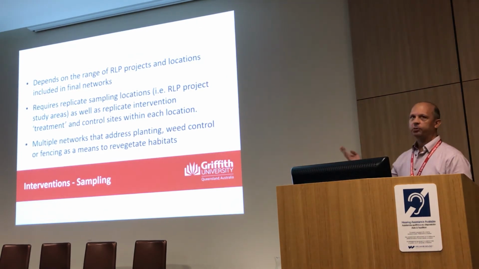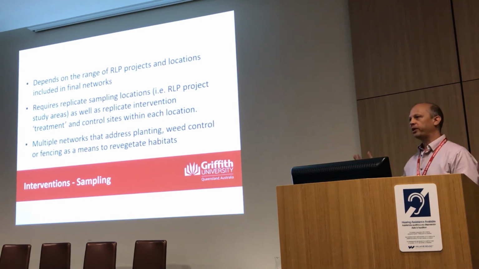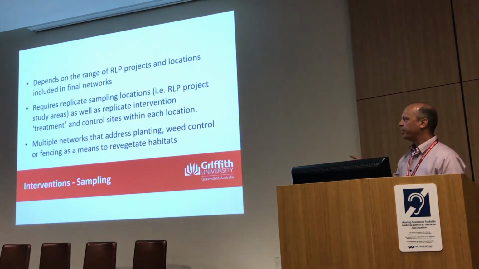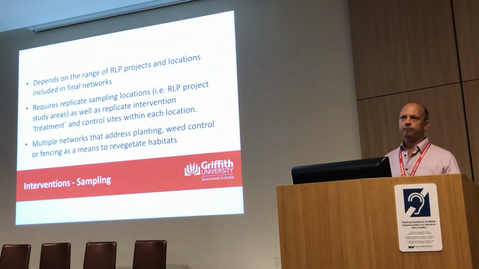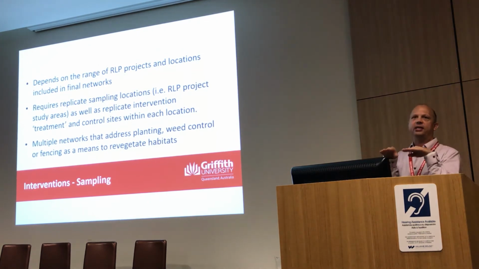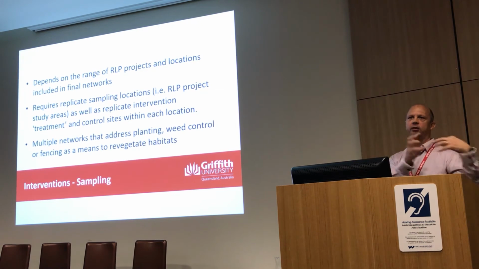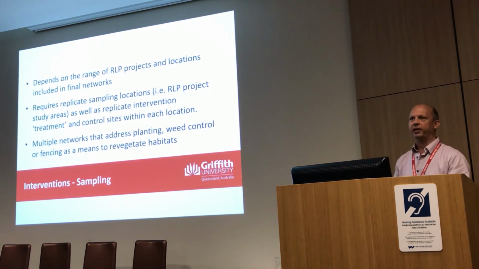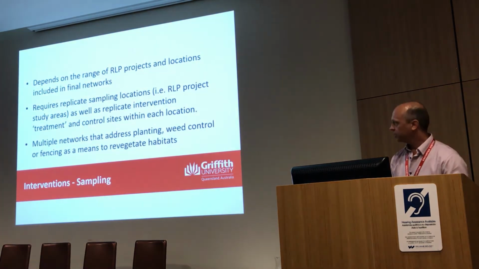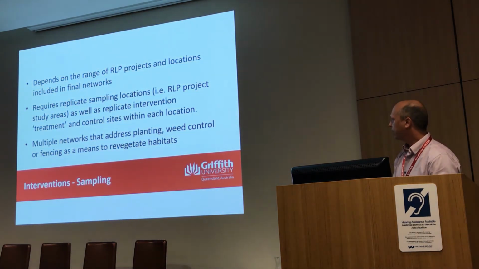And then we can have multiple networks. You could have one network that looks at planting efforts, one that looks at weed control, one that looks at fencing. But at a higher level, you'll be able to assess all of those networks under a revegetation banner to say, does fencing work best? Does revegetation work best? Does weed control work best in assessing the outcome for that particular ecological habitat?